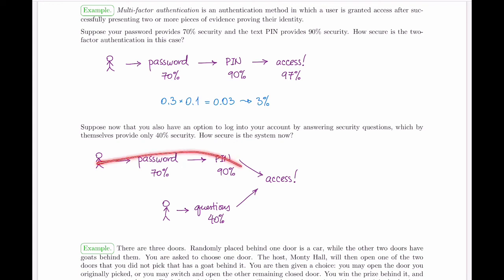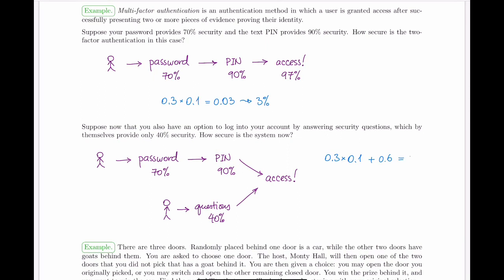Well, now we have two branches of this tree that leads us to the access, right? So remember that we multiply along the branch and we add the two branches together. Our first branch is the same as in part A of this question. So if I'm the hacker, I'll be able to access it 30% of the time through the password and then 10% of the time through the PIN, or I could bypass this and simply answer the questions, which as a hacker, I'll be able to successfully do 60% of the time. So notice that again, thinking as a hacker, you have to take complements of the security measures.